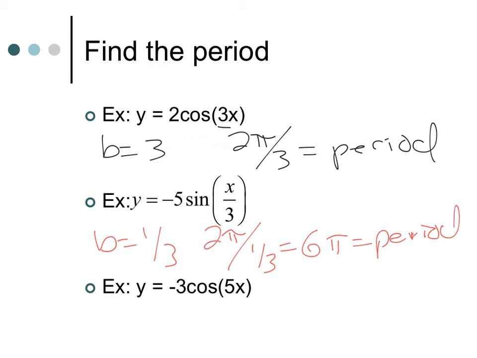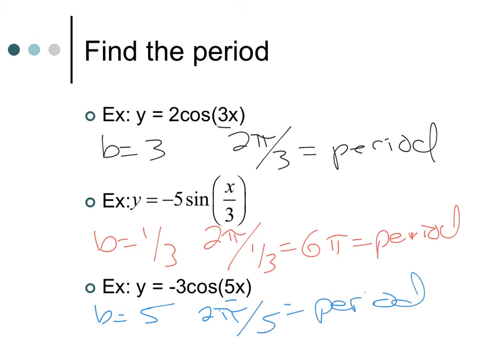And finally, for our last function, we have b equaling 5. So we have 2 pi divided by 5 as our period. That is smaller than the original 2 pi. So we can say now that our new function will be, again, shorter.